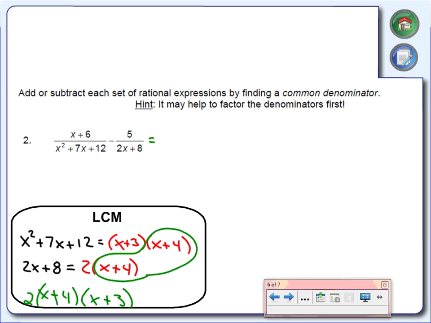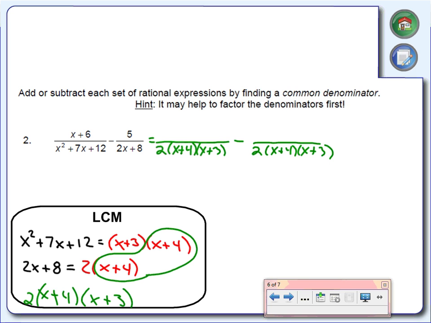So I've got 2, x plus 4, x plus 3. Of course, that means we're going to have to change our numerators now. So let's come over here and check it out. I went from having an x squared plus 7x plus 12 to this denominator over here, 2 times x plus 4, x plus 3. Well, if you look down here at the bottom, that x squared plus 7x plus 12 has the factors of x plus 3 and x plus 4.